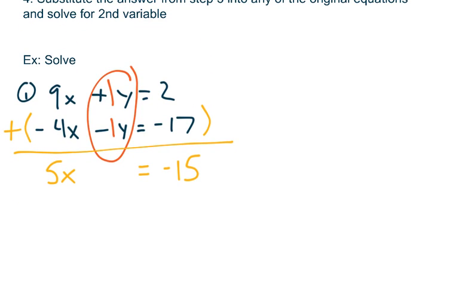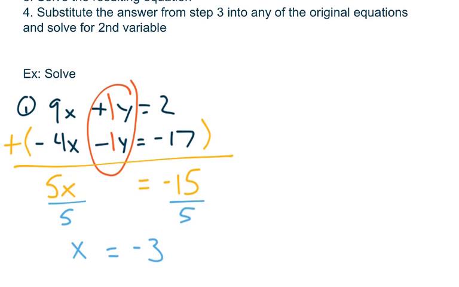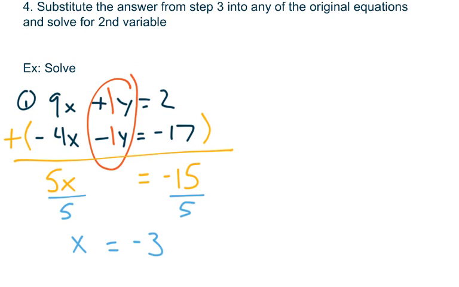Step 3, solve the resulting equation. Well, this is pretty easy now. This is a one-step equation. All we need to do is divide both sides by 5. 5x divided by 5 leaves me with 1x. Negative 15 divided by 5 is negative 3. Halfway home.